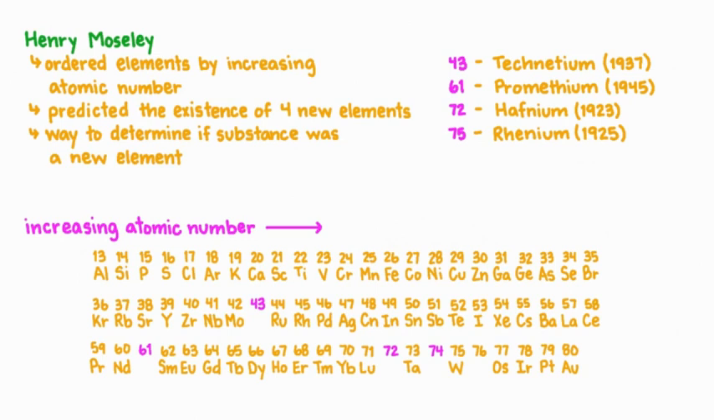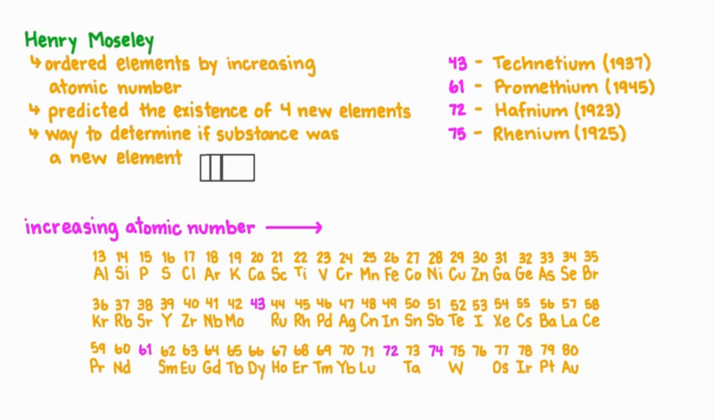In addition, Moseley's experiments provided a concrete way to determine if a substance was in fact a new element. Each element produced a unique pattern of lines on the photographic plate. So if the lines produced by a substance were different from the known elements, then a new element had been discovered.